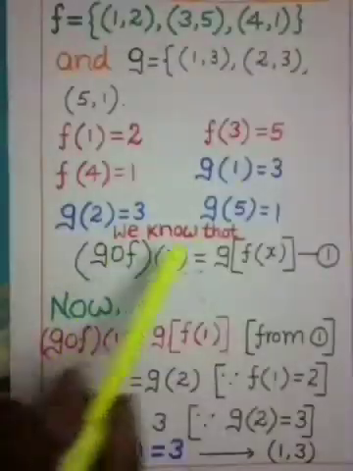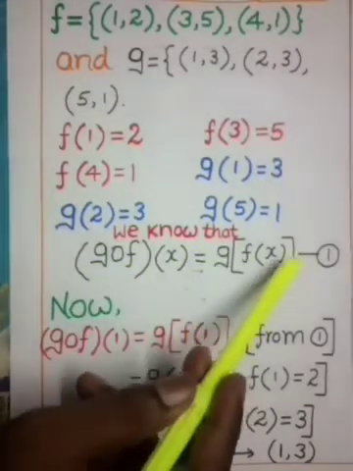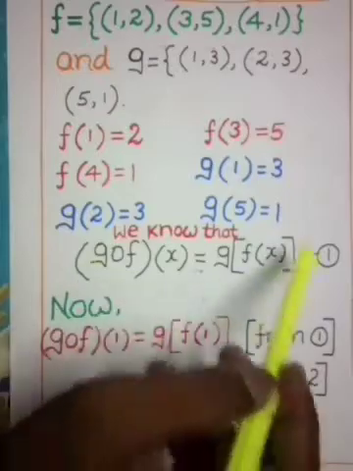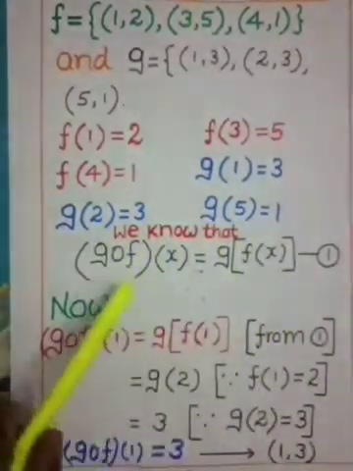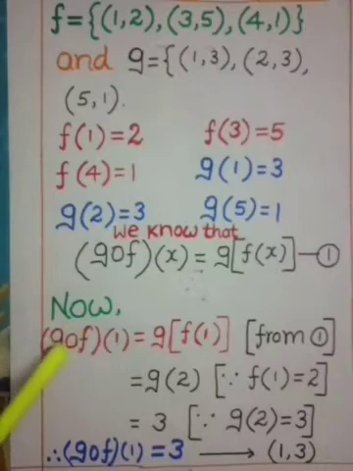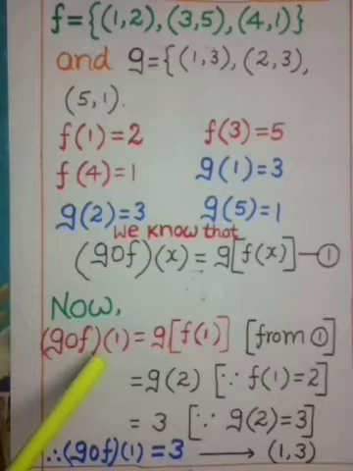Now, we know that g circle f of x is equal to g of f of x. This is the definition of composition of two functions, namely f and g. Okay, my dear children. Now, we find the images, the values of g circle f for every element.